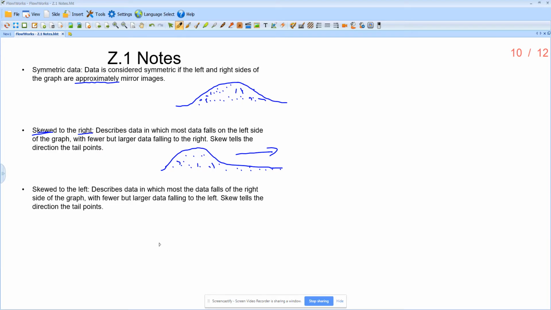Skew left is going to look the opposite of that. So we have data that looks like this, where again, I have a few data points over here, and then I've got tons of data all over here.